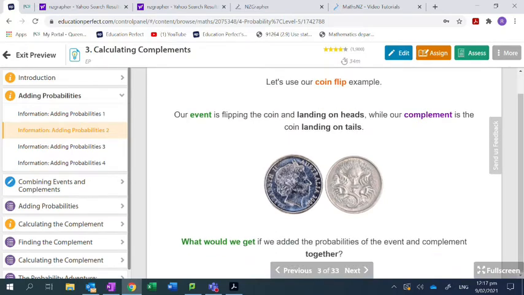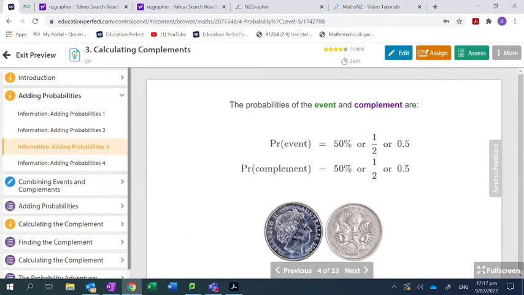Right? And you don't need to write this in your notes. We're just going to look at this example. So our event, when you're flipping a coin, is landing on heads. So the complement of landing on heads is landing on tails. Yeah? So we've got those two events. What we want to explore is what would happen if we add those probabilities together. Well, let's look at the two probabilities and think about it. The probability of getting a heads is 1/2, or 0.5, or 50%.